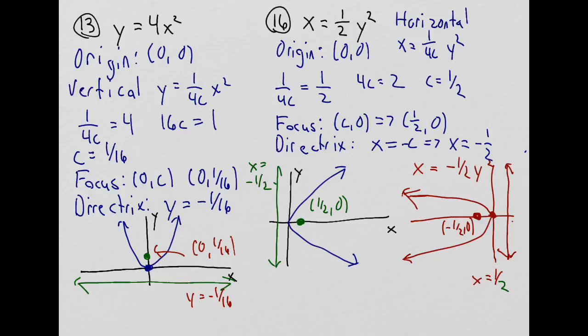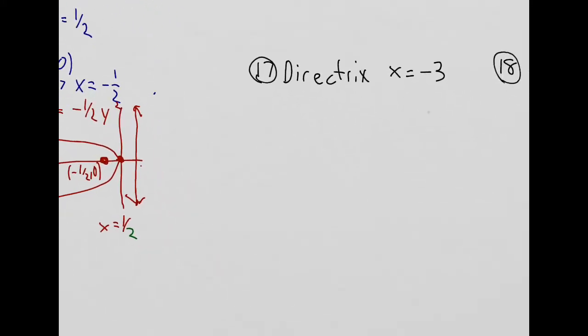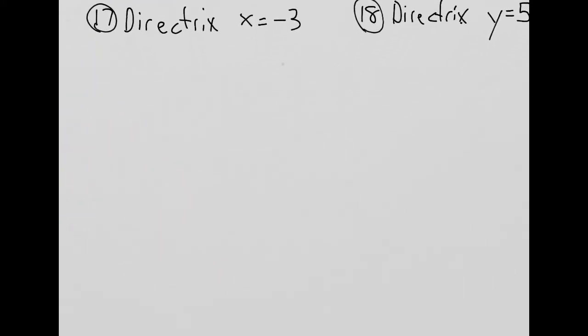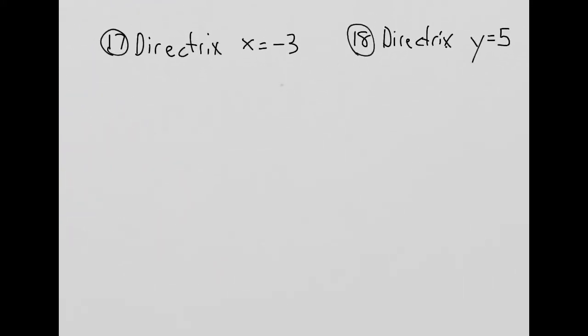So, moving on. There's the basic idea right there. Be able to find the focus and the directrix, and sketch a quick graph. A couple other quick problems here, and these are a little bit easier, like 17 and 18. 17 and 18 say, write an equation of a parabola with a vertex at the origin and the given directrix. These are pretty easy.